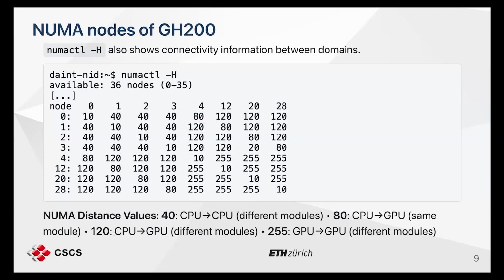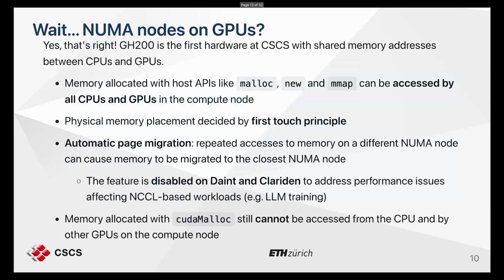We have a distance of 120, CPU to GPU on different modules, right? So, for example, 12 to 0. And then we have 255, GPU to GPU on different modules. So, yes, GH200 is the first system at CSCS where GPUs appear as NUMA nodes.